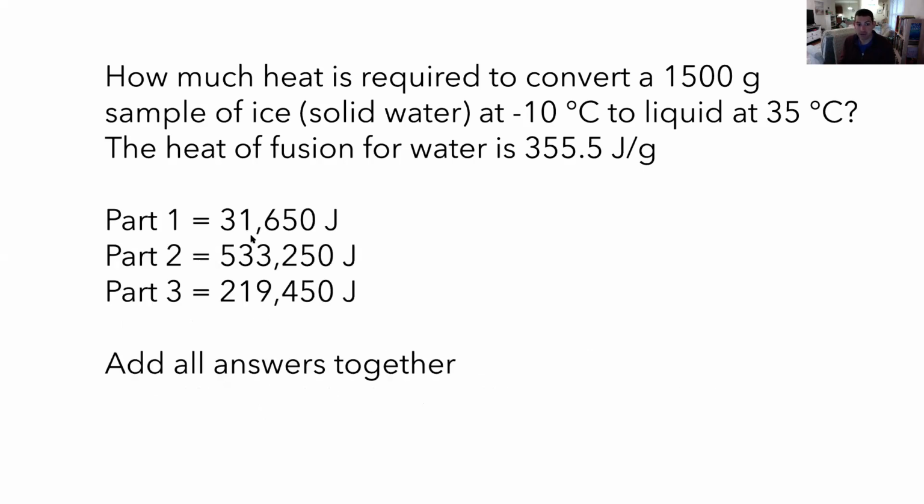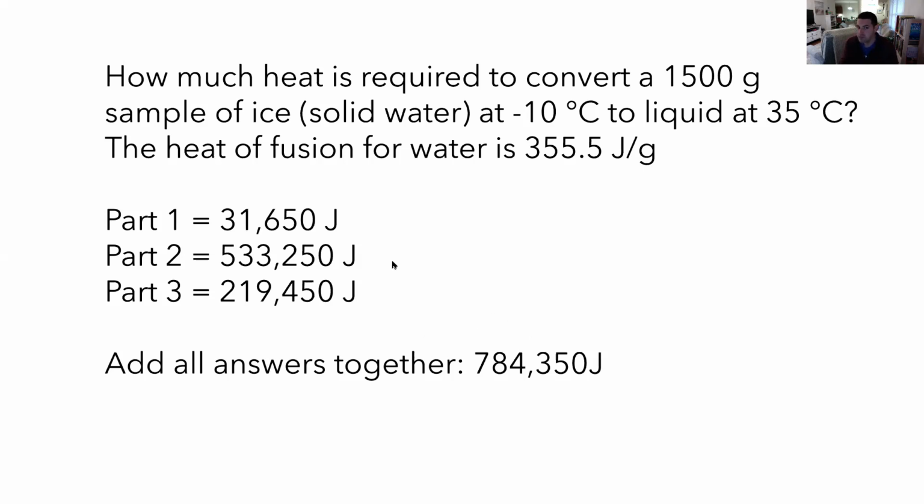So just to recap, these are our answers from all three parts. Part one, 31,650 joules. Part two, 533,250 joules, and part three, 219,450 joules, right? We have to add all the answers together. So this is how much heat's required to get from the negative 10 degree solid to the 35 degree liquid. It took three steps. We add them all up, 784,350 joules.